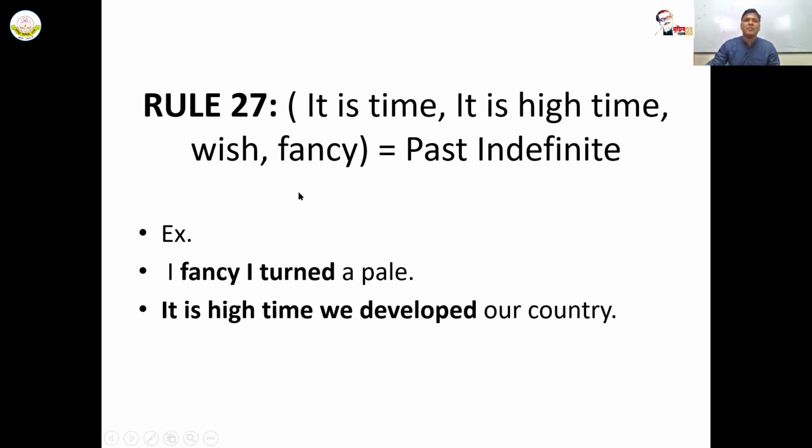It is time, it is high time, wish, fancy: these words are used with the past indefinite tense. They always take the past indefinite tense. For example, I fancy I turned to Britain. It is high time we developed our country. Also be careful using this: it is high time, it is time, wish, fancy. It will come in the right form of verb or maybe in the completing sentence. For example, it is high time we dot dot dot. So you have to complete the sentence. Carefully learn this.